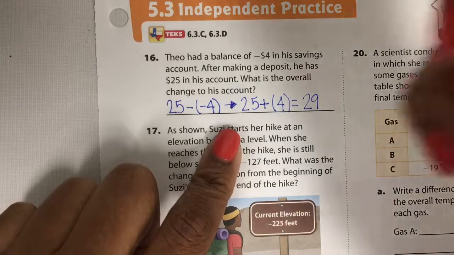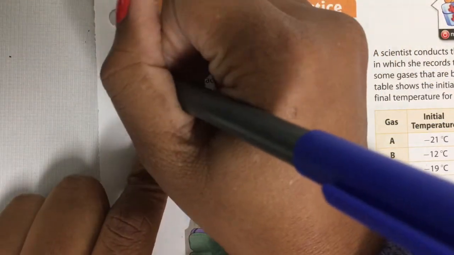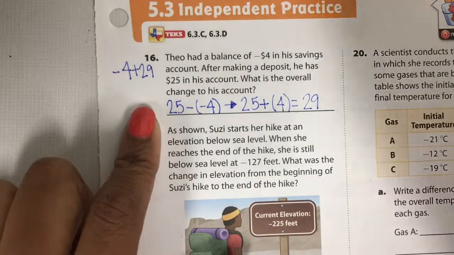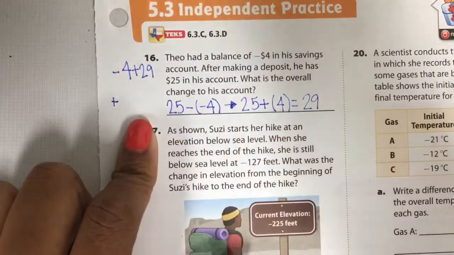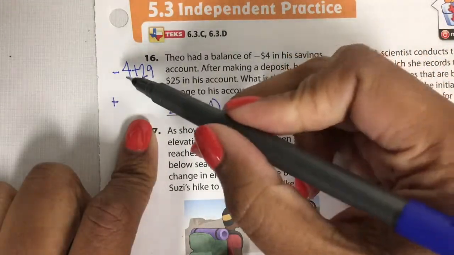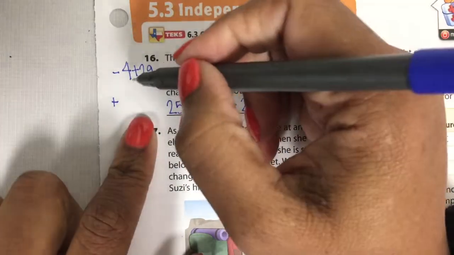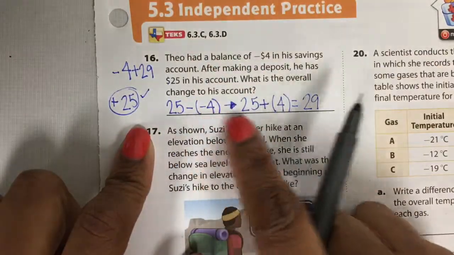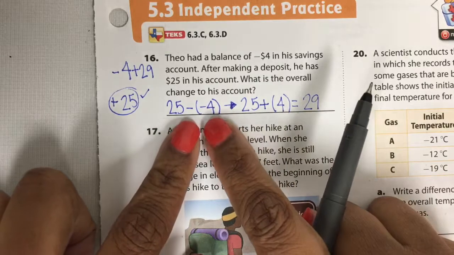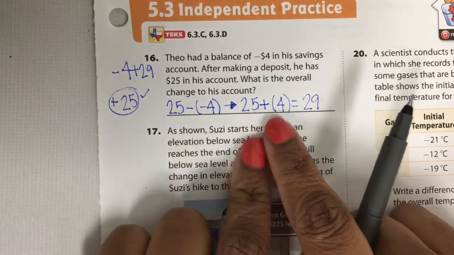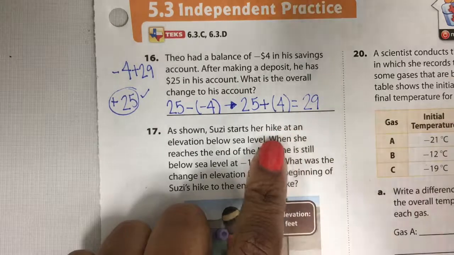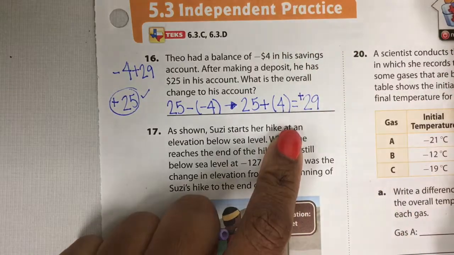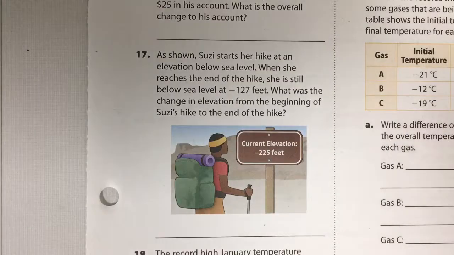So let's think about this. If he had negative $4 and he added $29, we know that our answer will be positive because there's more positives than negatives. And we could take away 4, and that'll leave us with positive 25. So that matches our number sentence here. 25 minus negative 4 can be written as 25 plus 4, and that's $29. So he added $29.